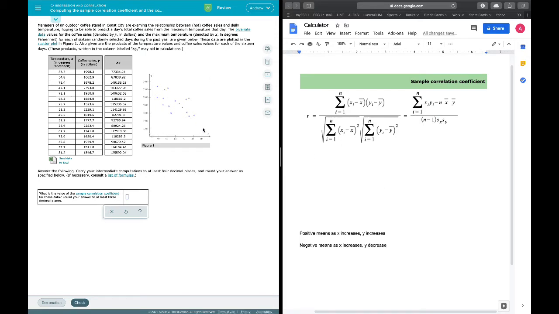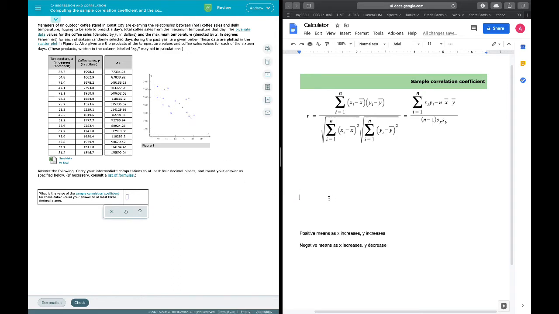Since we have a negative graph, as the temperature is increasing, our coffee sales are decreasing. That's one thing to tell, so you can make sure you get it right. It's negative because from left to right it's going down. Since you have a negative graph, your R should be negative and your slope should be negative. So that's one way to check our answer here.